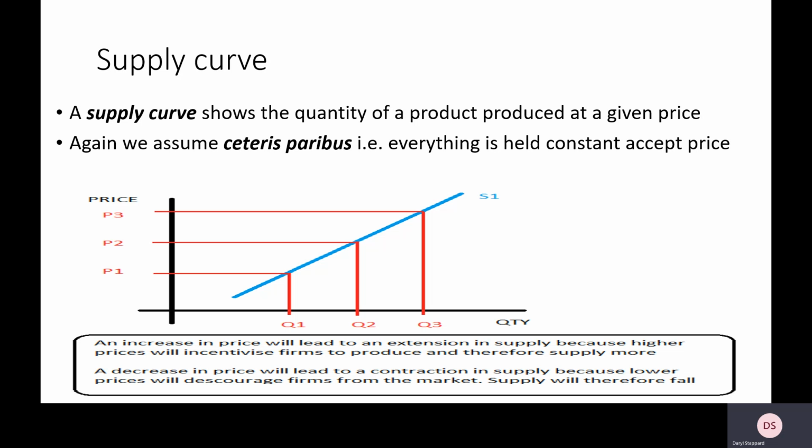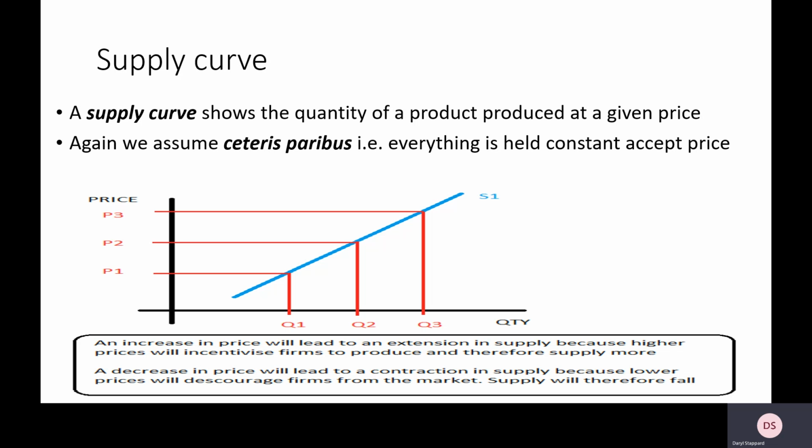If price then increased again from P2 to P3, we'd have another extension in supply. So that further increase in price means that firms become more willing and able to produce. So you might find if this was a market supply curve, there'll be more firms entering the marketplace. So guys, when price levels increase in the marketplace, we get a movement up the supply curve, which will be an extension in supply. If price levels fall, we're going to get a contraction in supply.